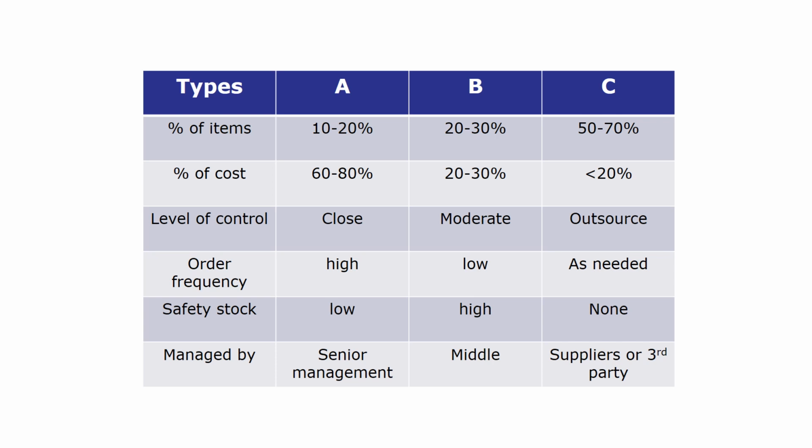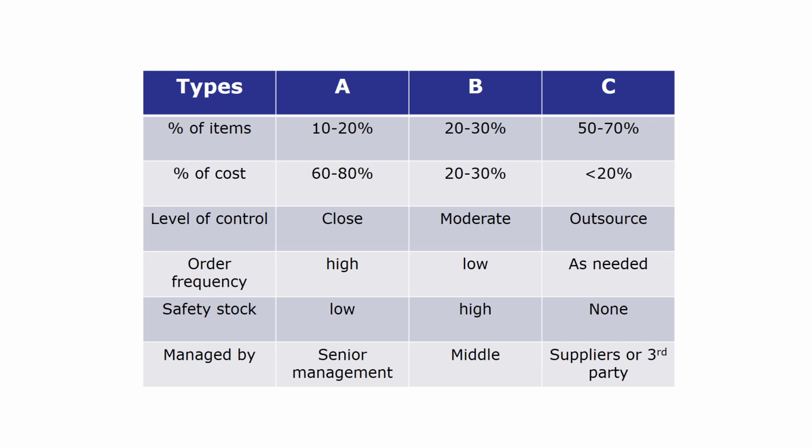the cost. They need a close control with a high order frequency under the oversight of senior management. Due to their high volume, their uncertainty is lower, and so is their safety stock level. Class B items may account for 20 to 30% of the items and 20 to 30% of the cost. They need a moderate level of control with a smaller order frequency under the oversight of middle management. Due to their relatively lower volume, their uncertainty is higher, and so is their safety stock level.